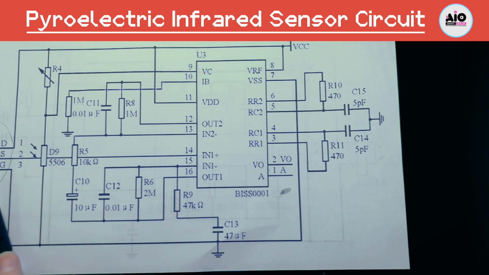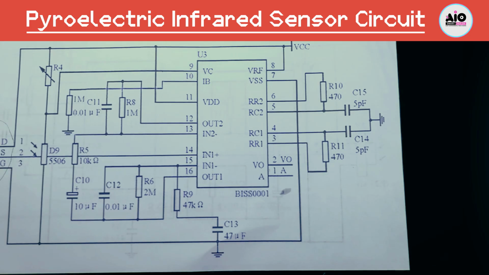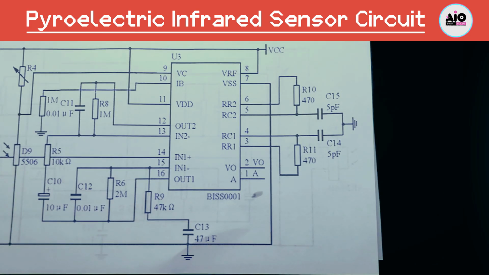There is a chip U3 in this circuit. Its model is BIS0001. This is a dedicated chip mainly used to control the function of the thermal electric infrared sensor. So today let's focus on the working principle of the BIS0001.